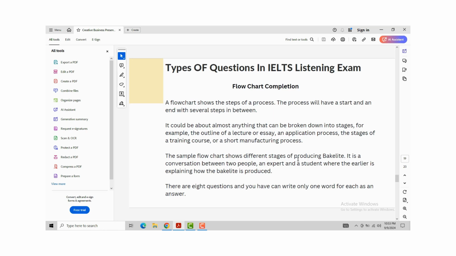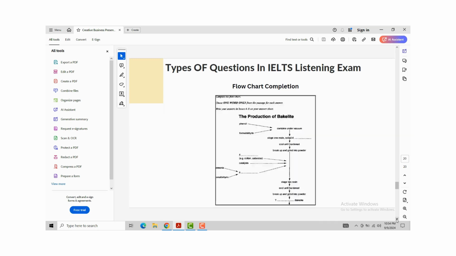The sample flowchart shows different stages of producing bakelite. It is a conversation between two people, an expert and a student, where the expert is explaining how bakelite is produced. This information is converted into a flowchart, and the flowchart will have missing information which you have to provide after listening to the recording. There are 8 questions, and you can write only one word for each answer. I think you have already understood this process.